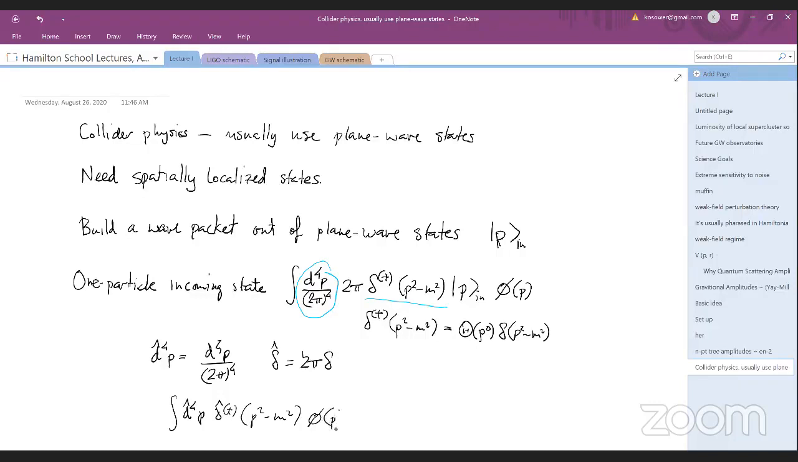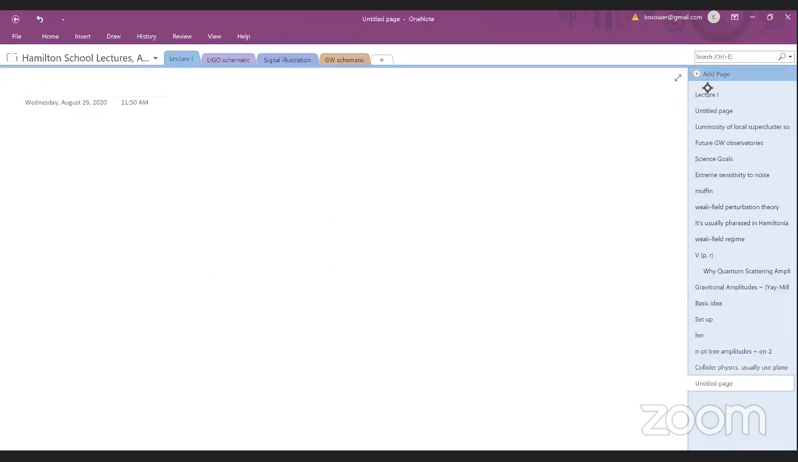Of course, the meat of the shape of the incoming state is in this wave function phi. So this is our one particle state. And that tells us, if you follow through the dimensional analysis, then you're going to want a wave function here that has a normalization of 1 over mass.